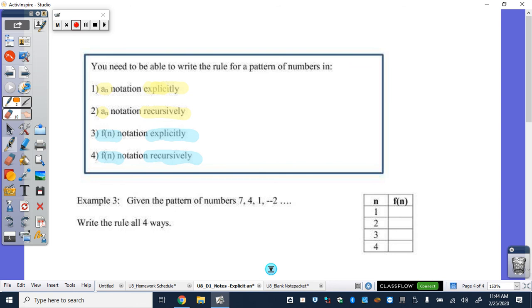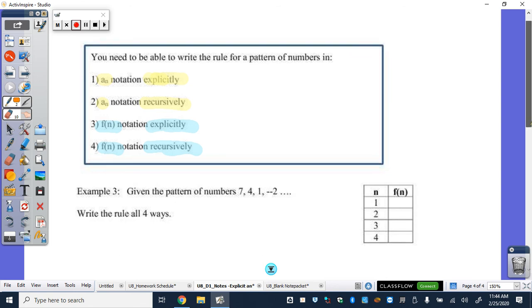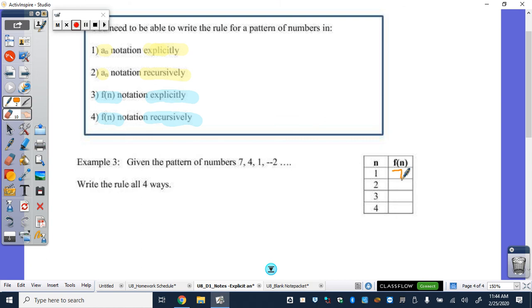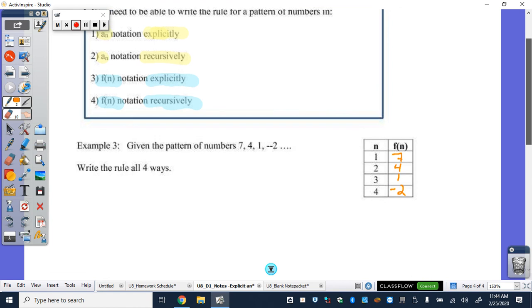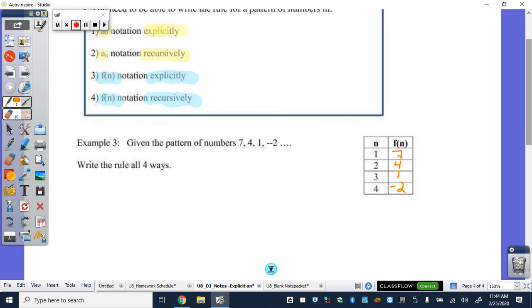We have 7, 4, 1, and -2. If you want, again, you can write it in a table if that helps you organize it a little bit better. Some people prefer that way, so you can do that as well. So we're going to write it in the 4 styles. A sub n explicitly. That was our first one.